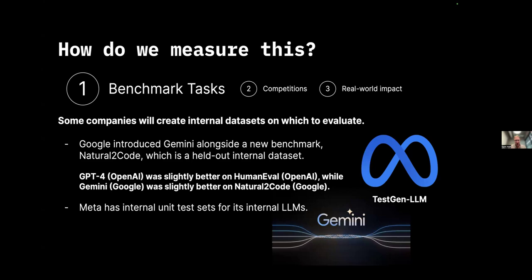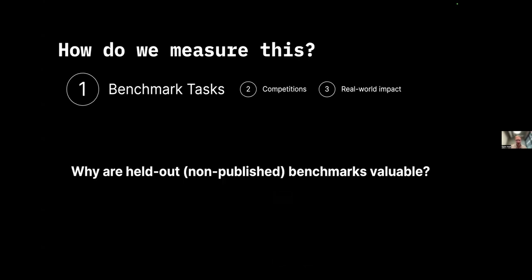We also see companies create their internal data sets on which they evaluate. Google obviously has Gemini, and they have a benchmark called Natural to Code, which is public. GPT-4 does slightly better on Human Eval, and Gemini does as well on Natural to Code. And Meta has also released unit tests for its internal LLMs as well.